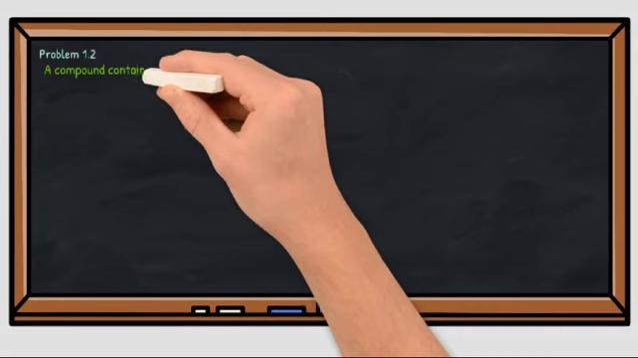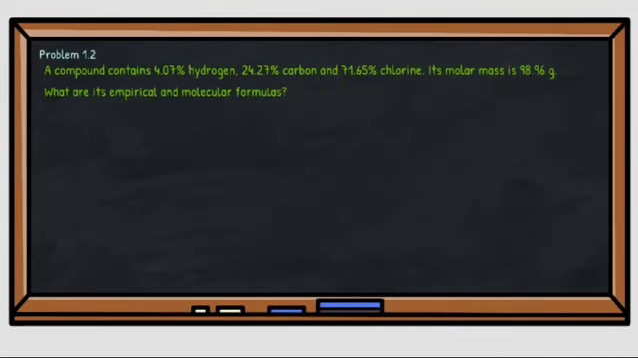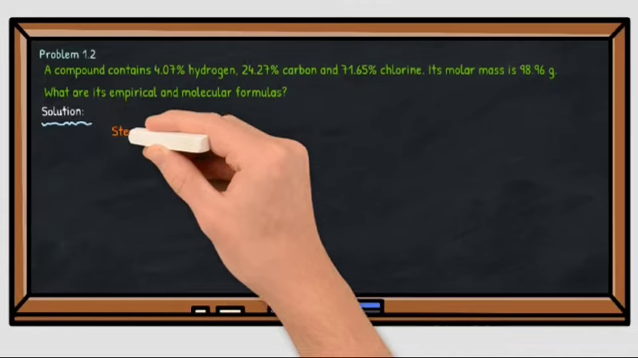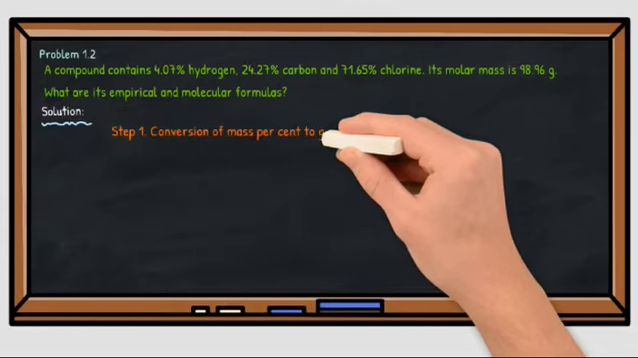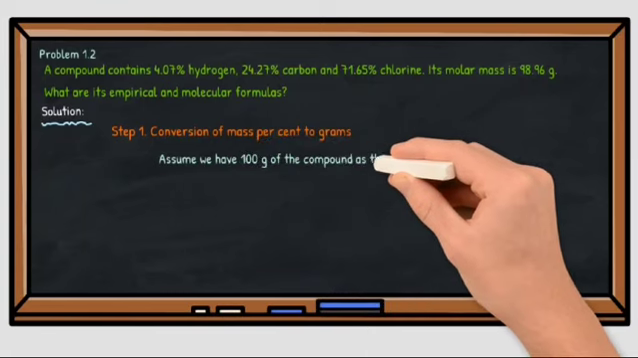Now we will be looking into problem number 1.2 from NCERT Chemistry textbook Unit 1. So the question is, a compound contains 4.07% hydrogen, 24.27% carbon and 71.65% chlorine. Its molar mass is 98.96 grams. What are the empirical and molecular formula?